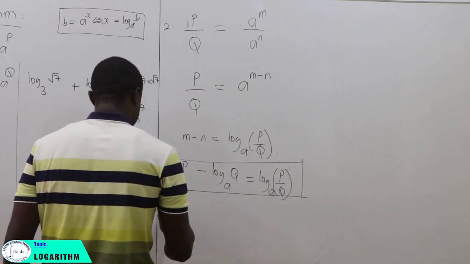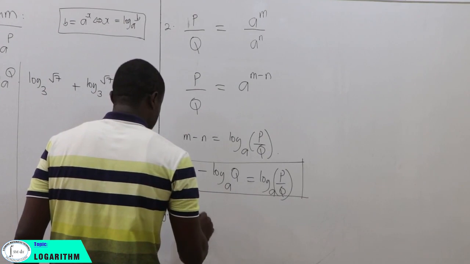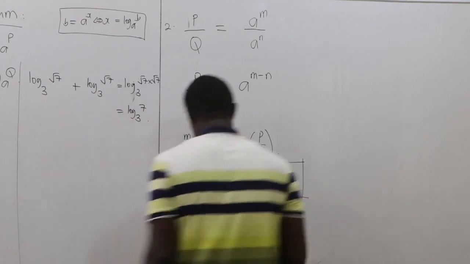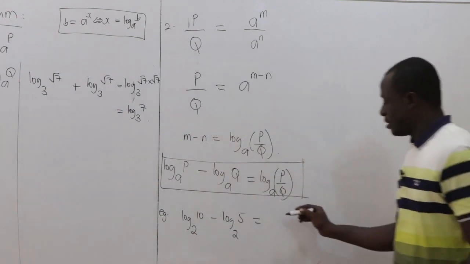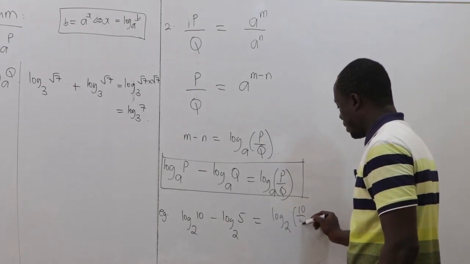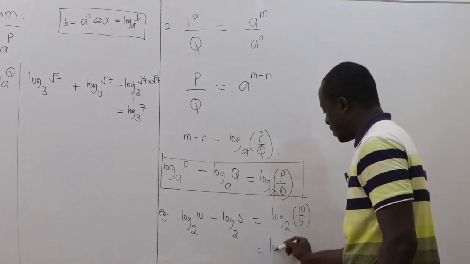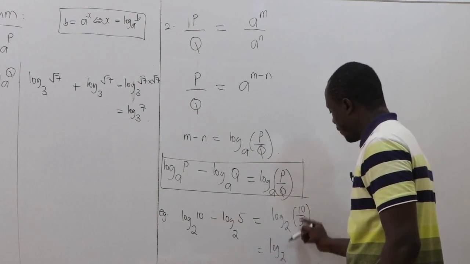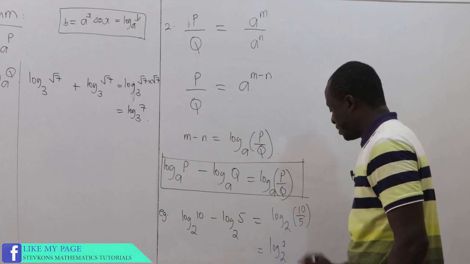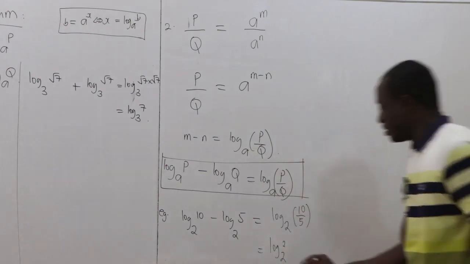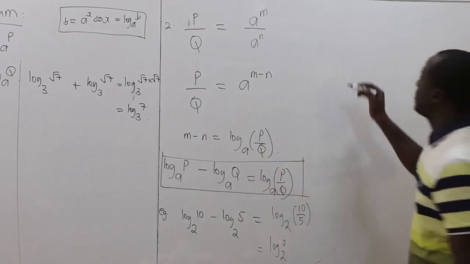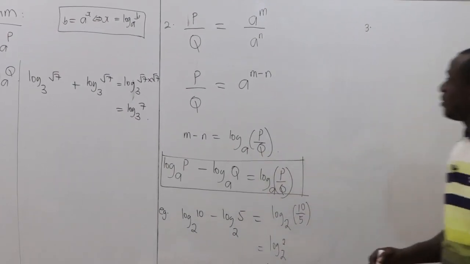Let's consider an example. If you have log 2 of 10 minus log 2 of 5, the bases are the same, you are subtracting. So this is just the same as log 2 of 10 over 5, and 5 will go into 10 two times, so this is just log 2 of 2, which is equal to 1. Now let's see the third law.